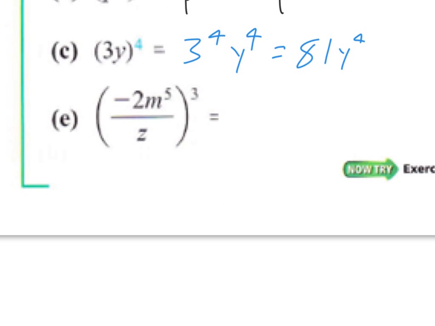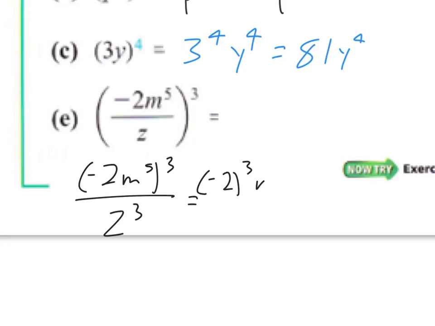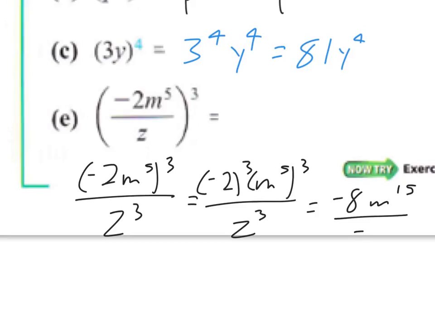Here we've got really all three rules together. So we would take the entire numerator, negative 2m to the 5th, to the third power, and the denominator would also be to the third power. In the numerator we have the power of a power and power of a product. So you have the negative 2 to the third power, and m to the 5th also to the third power. The z is done already, really. And if I cube negative 2, I get negative 8, and multiply the 5 by 3, since that's a power of a power, I get m to the 15th, and then z to the third.